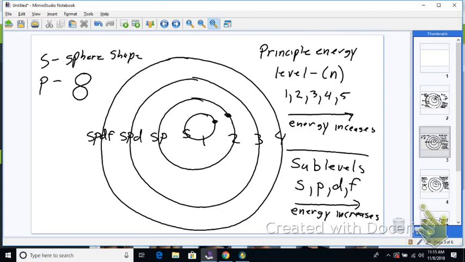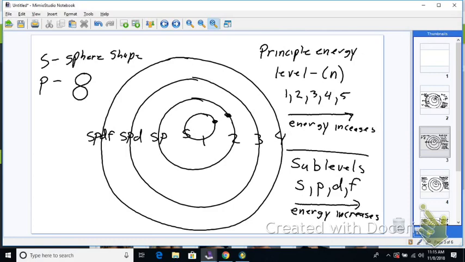Okay? So when we look at the second level, this is why we can fit 6 into the P sublevel, because it can have 3 different ways in which it can travel around the nucleus. See the 3 different ways? The nucleus is in the center. So we can have 2 going this way, 2 going this way if it's full, and 2 going this way, which is a total of how many? 6. This can only hold 2.